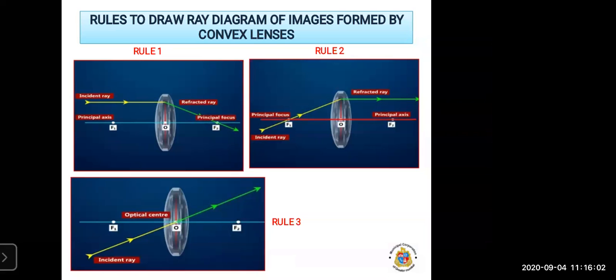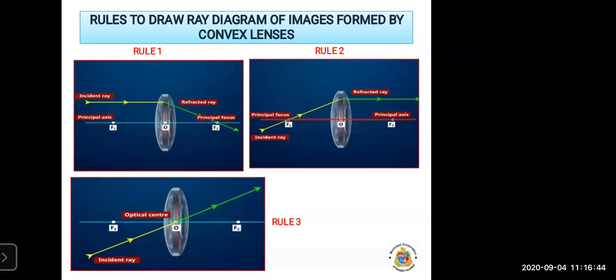Look at the first rule. Remember this is very important. The first rule is: when the incident ray is parallel to the principal axis, after refraction, the refracted ray always passes through the principal focus. That is, when the incident ray passes through the convex lens parallel to the principal axis, the refracted ray always passes through the principal focus.